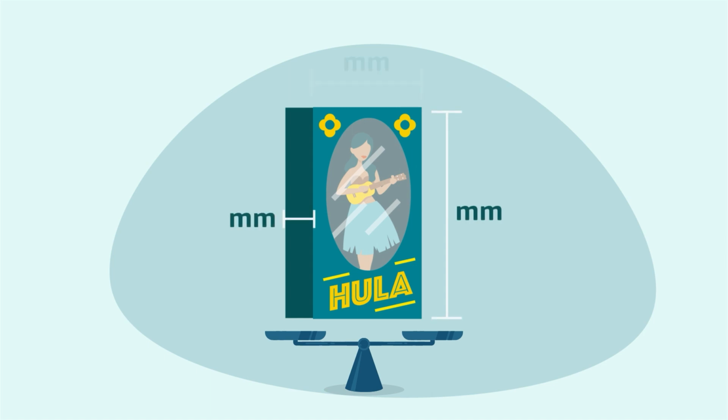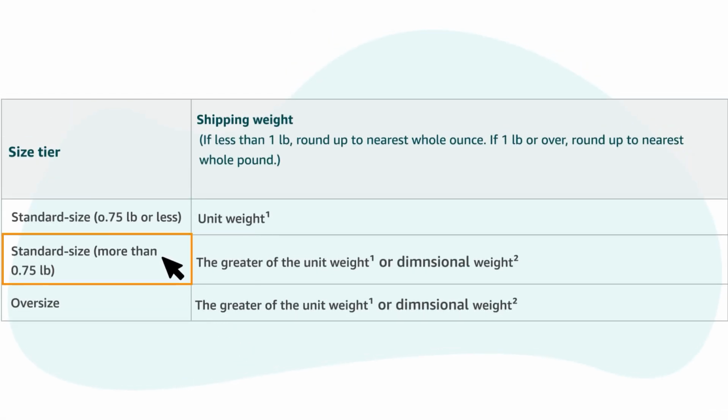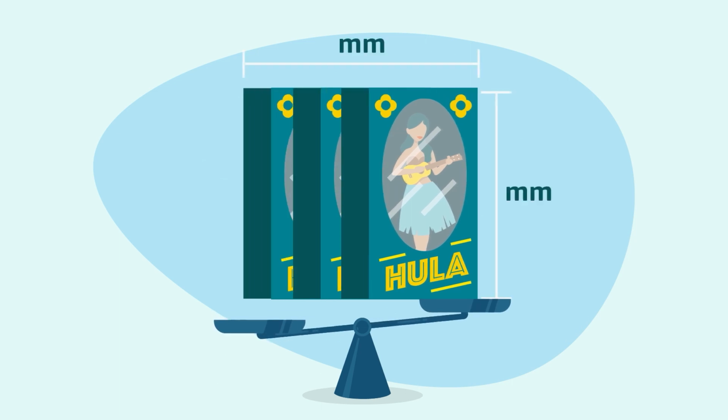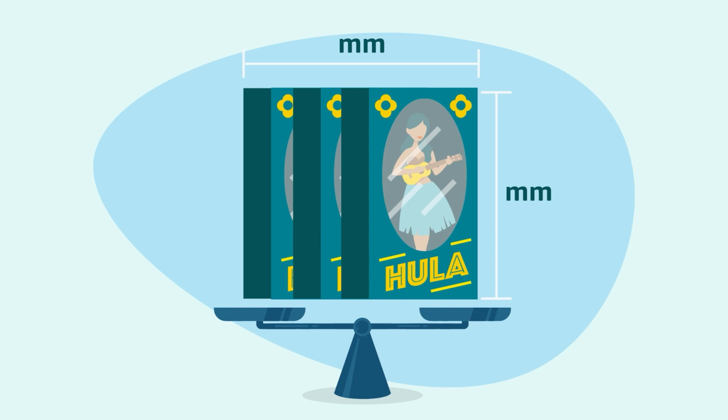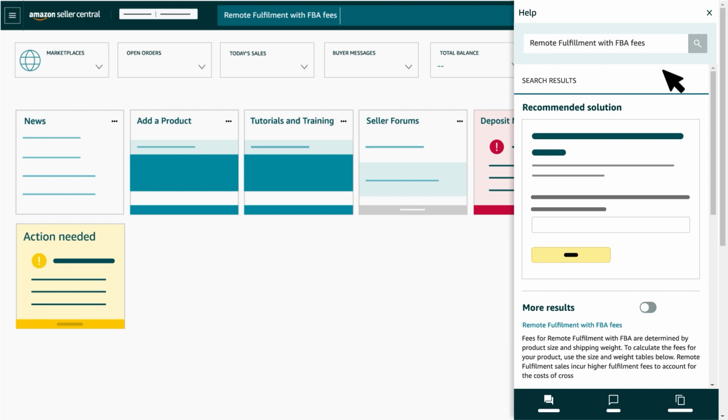Keep in mind that the unit weight is the weight of an individual product in manufacturer-provided packaging. For small standard size and large standard size products weighing more than 0.75 pounds and all small oversized and medium oversized products, Amazon uses dimensional weight when it is greater than the unit weight. If a product is sold as a set, the weight and dimensions used are the weight and dimensions of the set packaged together. If you would like to see more details, please query the Seller Central help page by typing in Remote Fulfillment with FBA Fees into the search bar.